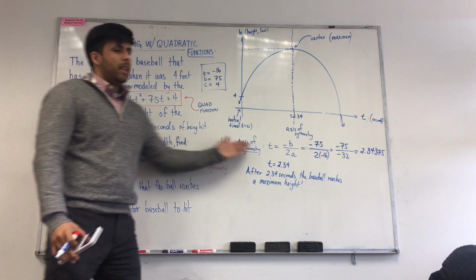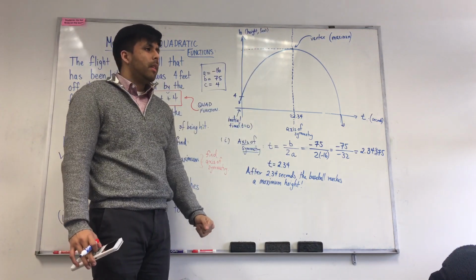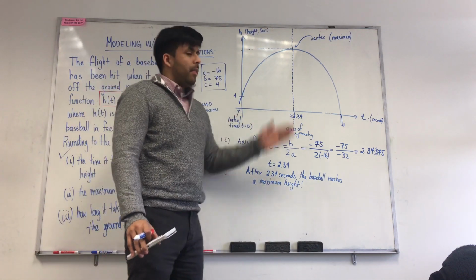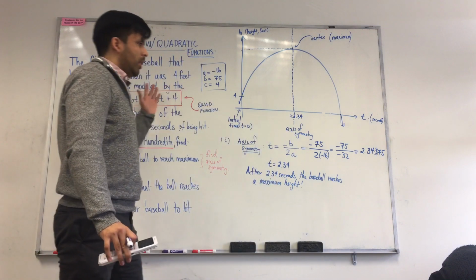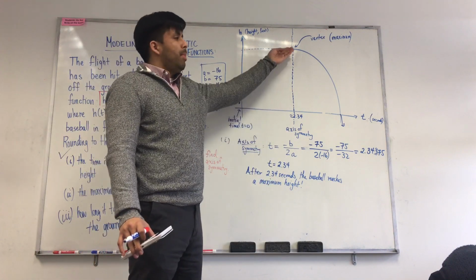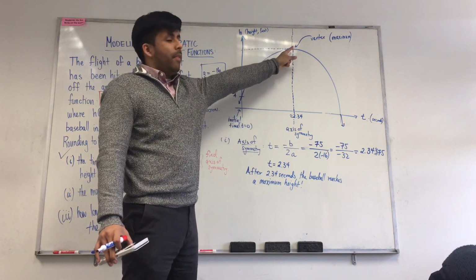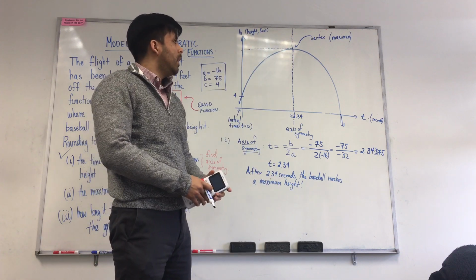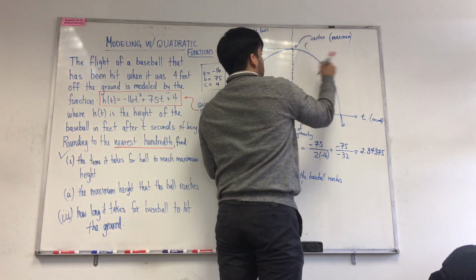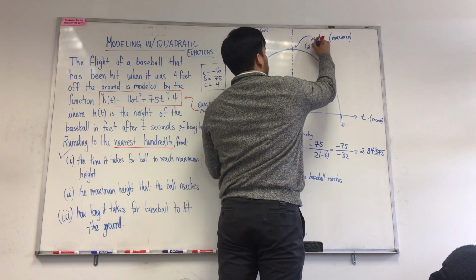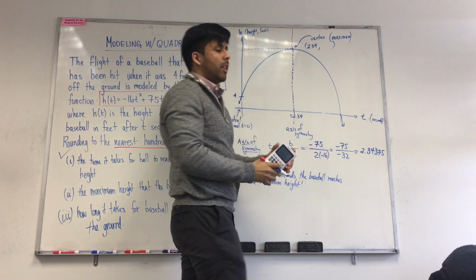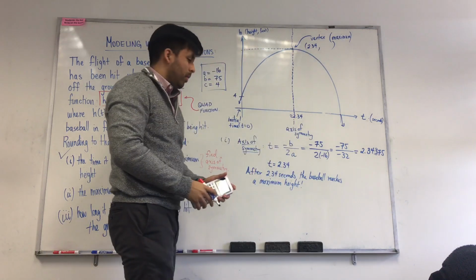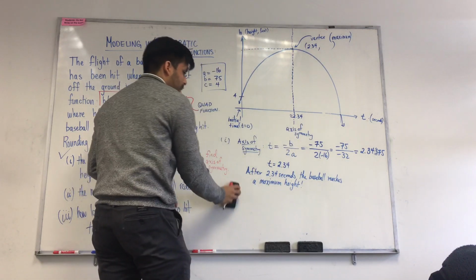Well, I found the time it takes for the ball to reach the maximum height. In other words, I found the input value of this function that would give me the output value, and that output value would be the maximum height of the ball. So far I know what the input value is, which is 2.34. I want to find the corresponding output value. So I'm done with part I.